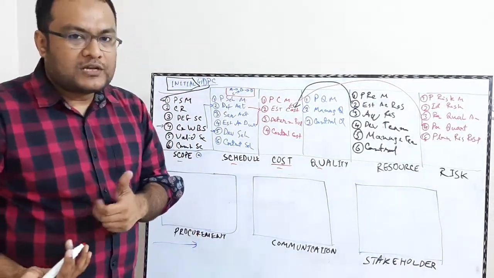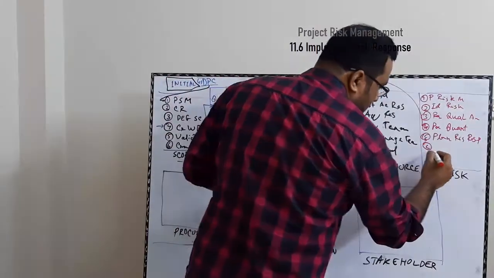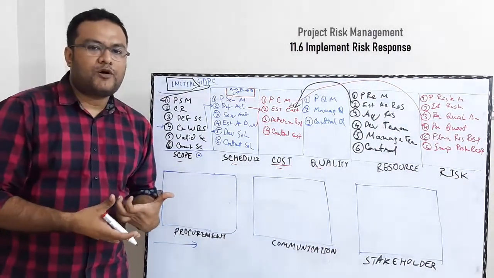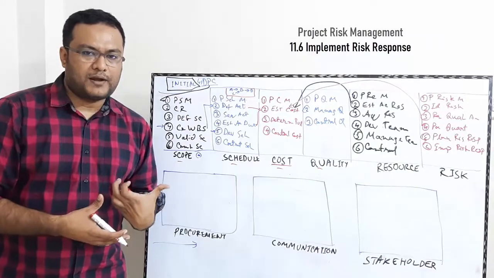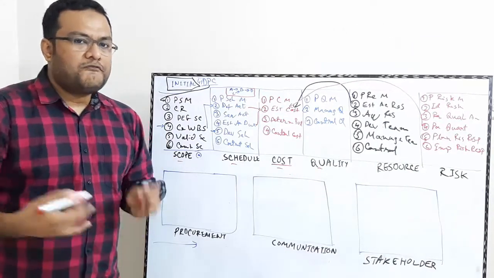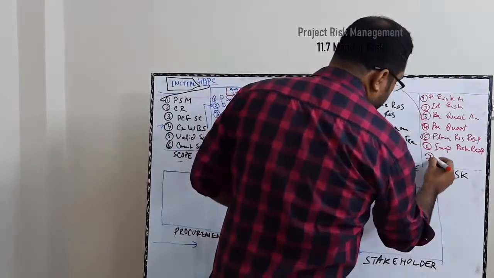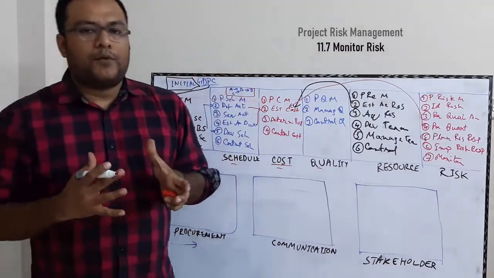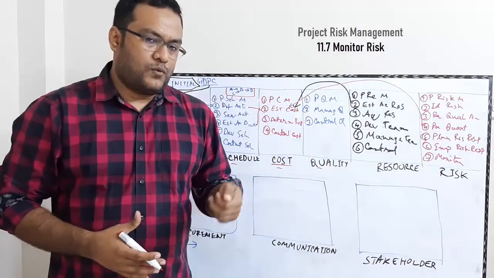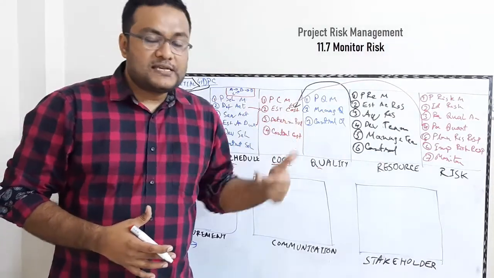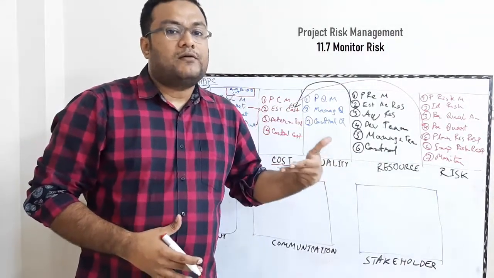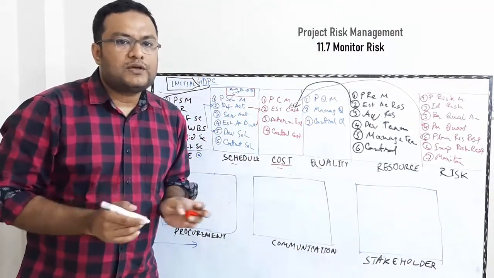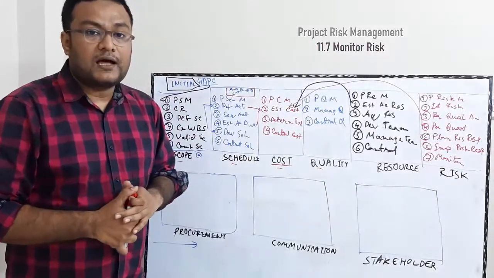Once you have planned the response, the next obvious process is implement risk response. So here you just implement whatever plan you have made for your identified risk, and you have prepared the response for those. You implement those. Finally, you monitor your risk. So here what we do is we monitor the significance of the risk, whether it is increasing or decreasing, whether there is any residual risk after we have already implemented the risk response. Those sorts of things we do in the monitor risk process.